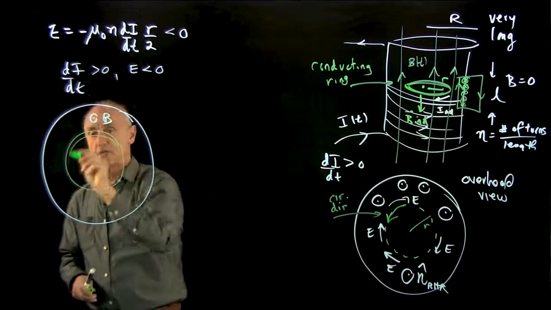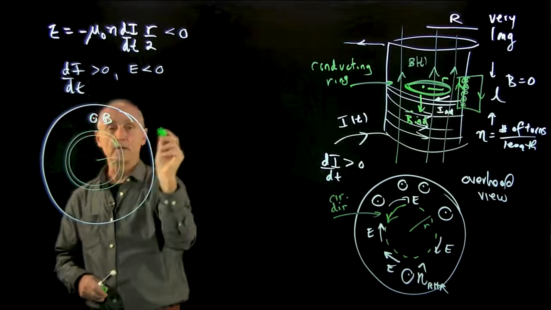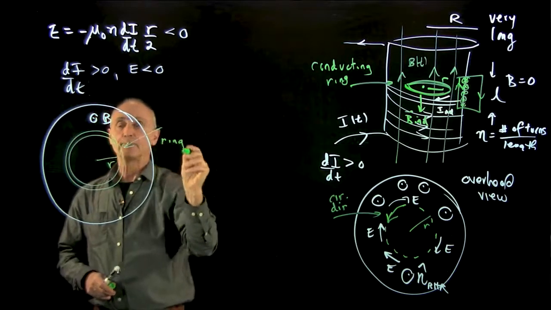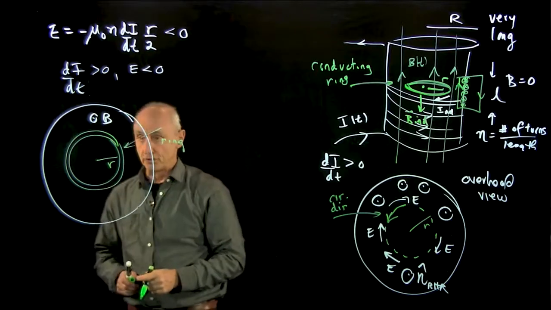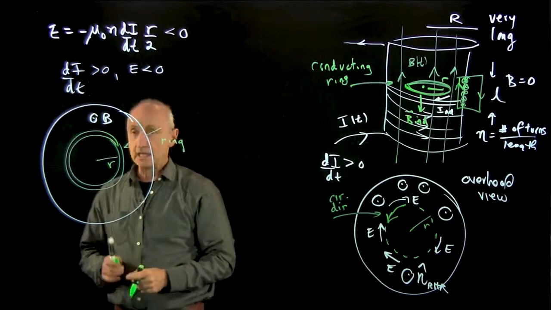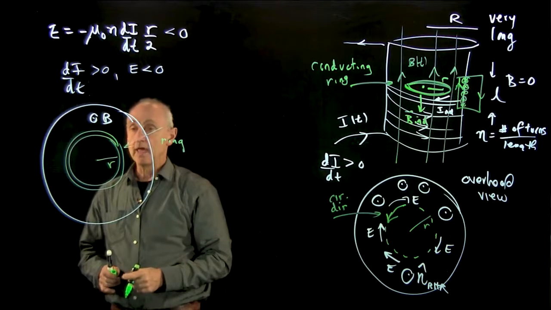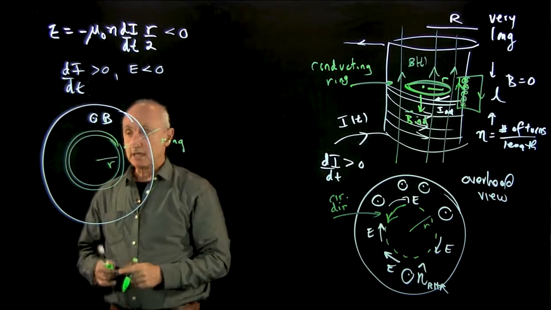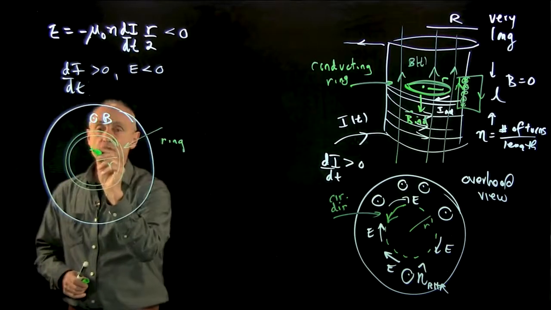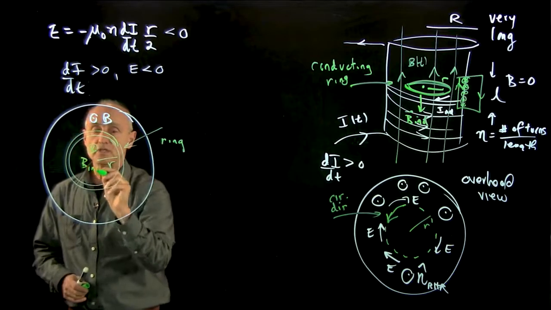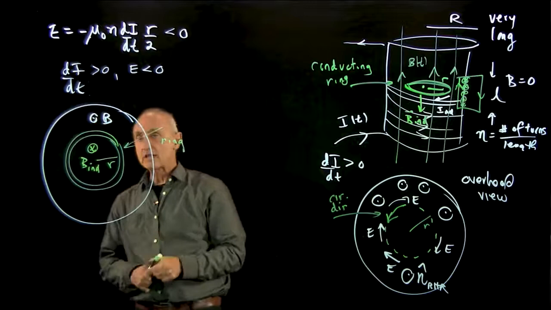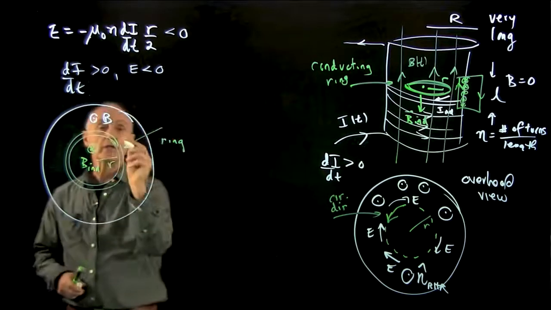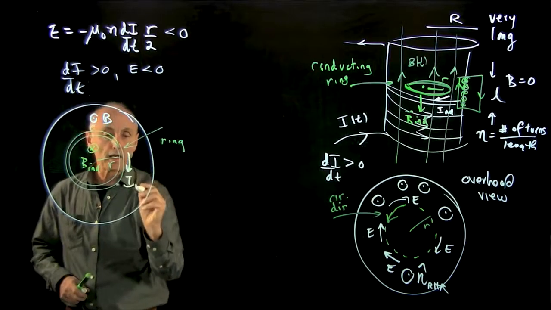Now I have a conducting ring of radius r. That's my ring. And if the flux is coming out of the plane of the figure and increasing, then what I expect is to get an induced B induced, opposing that change. And that's generated by a current, I induced.